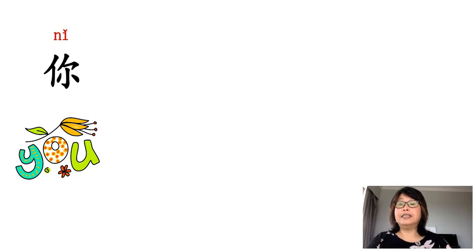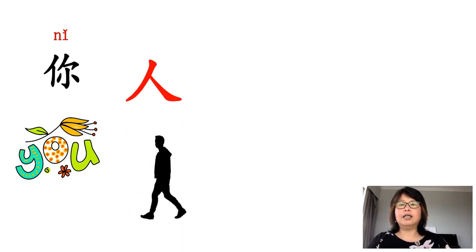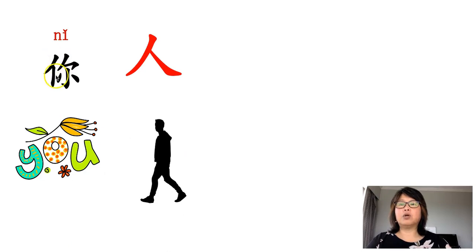First character, 你. This character means you. We break this up. On the left-hand side, this stroke is like a person, but we make this stroke stand. So whenever you see this component, it indicates human being, people. So it always has something to do with human beings. So you, 你, you're a human being. So we use the person component.